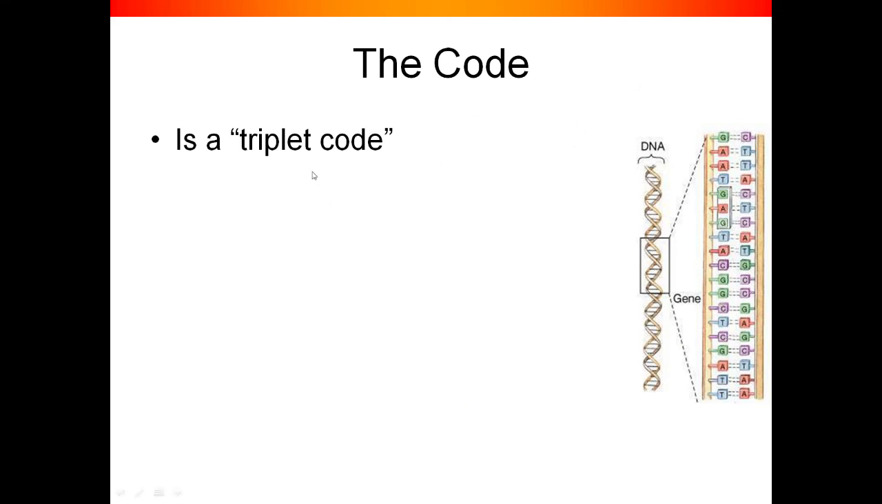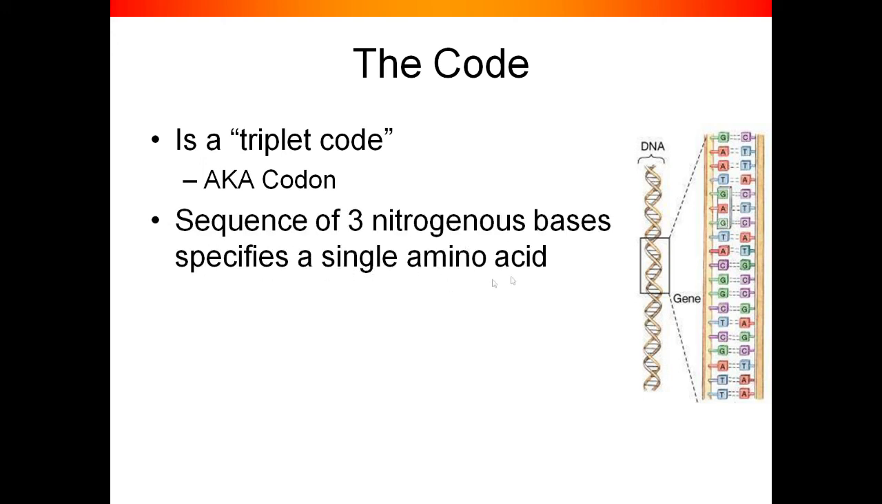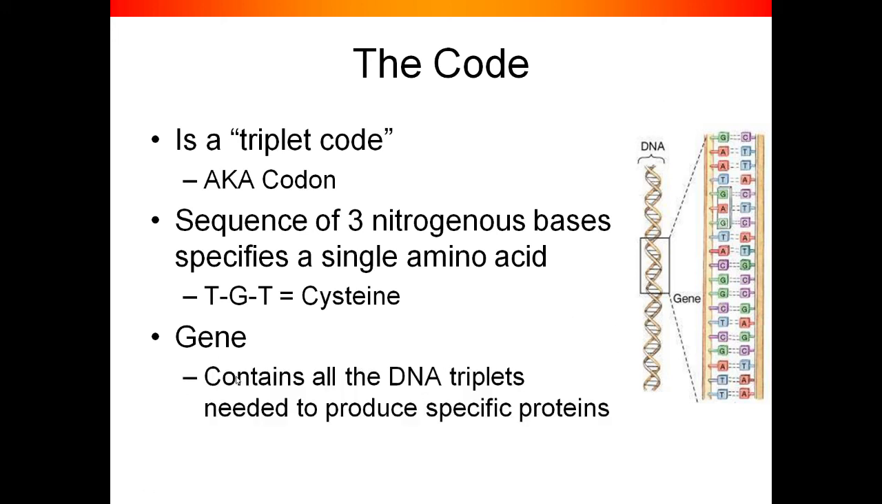The code is a triplet code or a codon, and what a codon is, is three consecutive nitrogenous bases. This GAG would be a codon or a triplet code, and what that's going to do is code for a single amino acid. The TGT would code for cysteine, for example. Now, a gene is going to have a series of triplet codes or codons that will code for a string of amino acids, which would essentially be a protein. So genes are going to code for specific proteins. They contain all of the DNA triplets or triplet codes or codons needed to produce specific proteins.